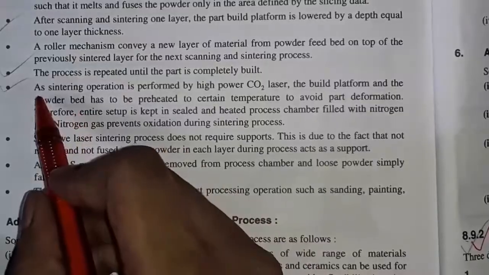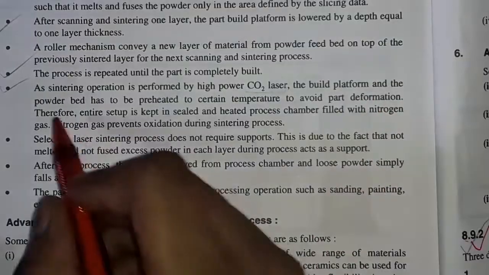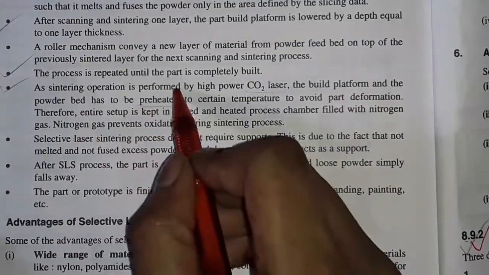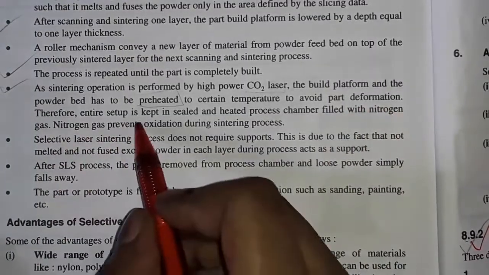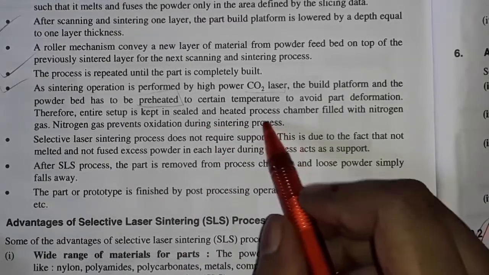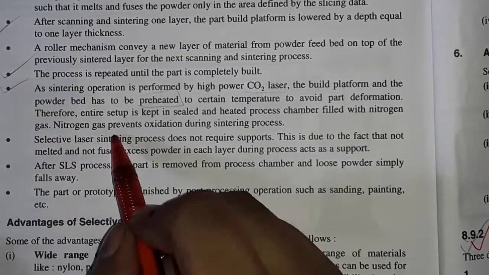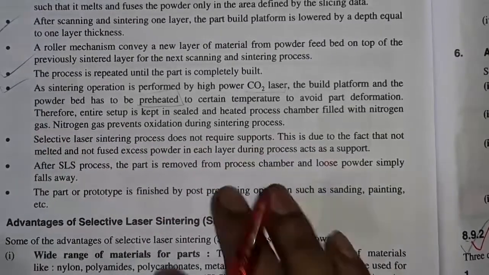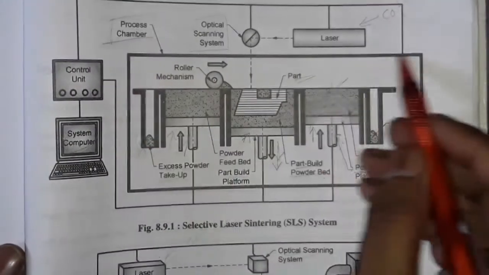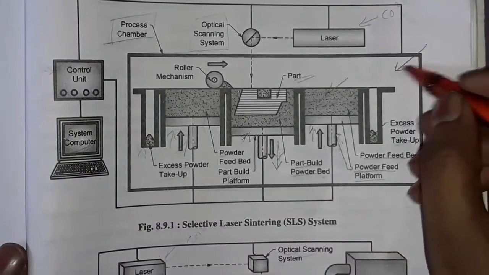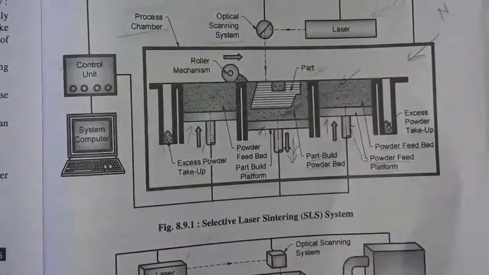Now next friends, as the sintering operation is performed by a high power CO2 laser, the build platform and the powder bed have to be preheated to certain temperatures to avoid part deformation. Therefore, the entire setup is kept in a sealed and heated process chamber filled with nitrogen gas. Nitrogen gas prevents oxidation during the sintering process. Here friends, this is our process chamber which is sealed, and inside this there is nitrogen gas to prevent any oxidation during the sintering process.